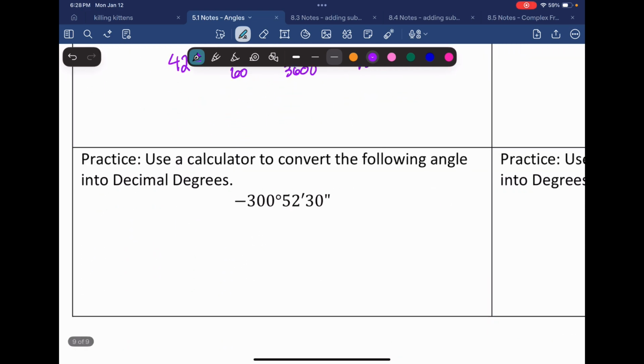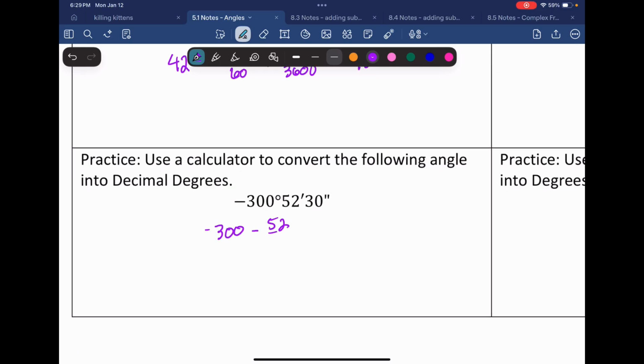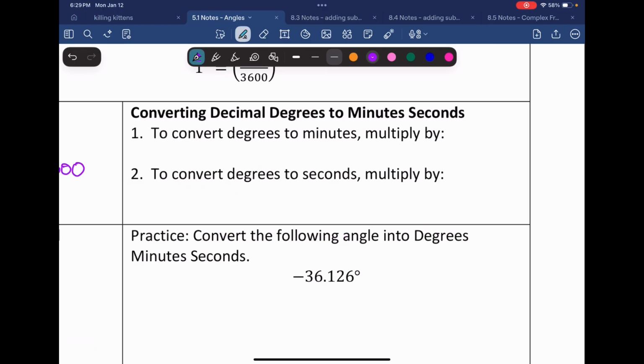All right, so when you've got negatives, you want to subtract into that. So negative 300 minus 52/60 minus 30/3,600. So it'd be negative 300.875 degrees.